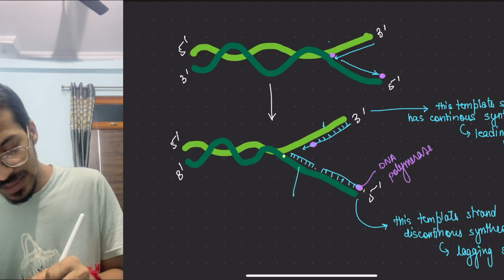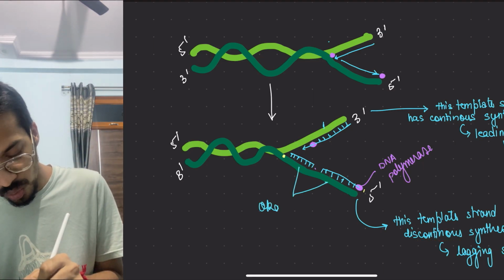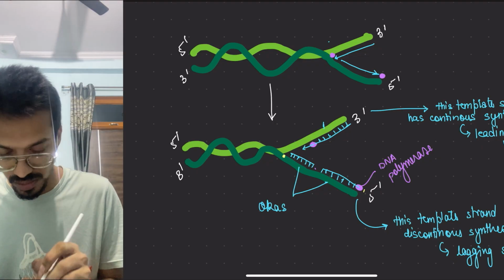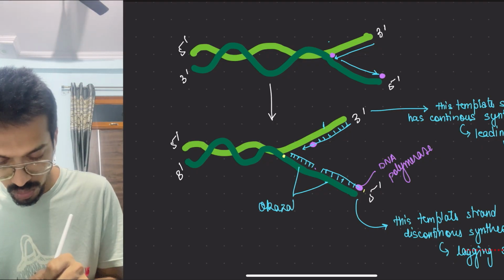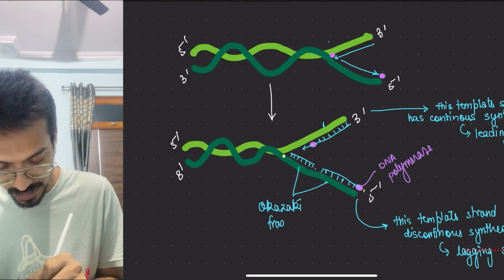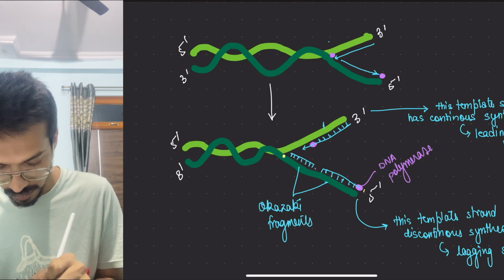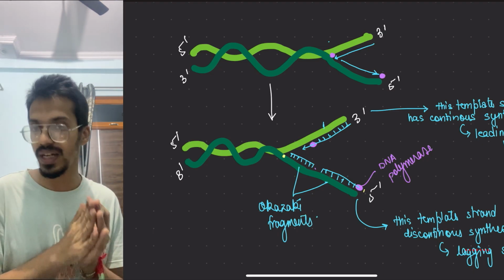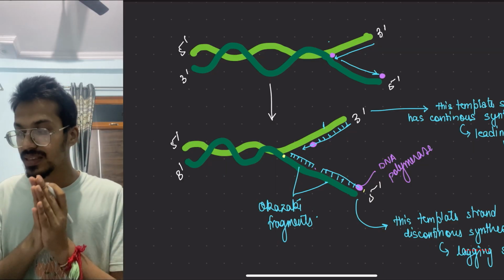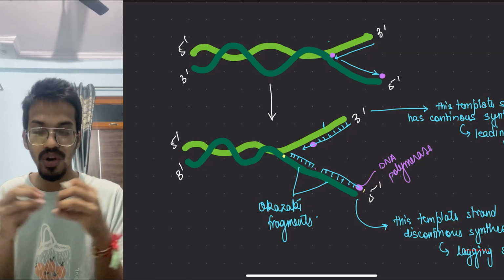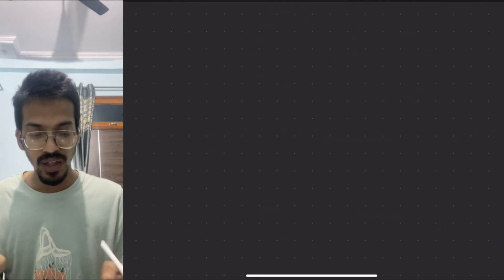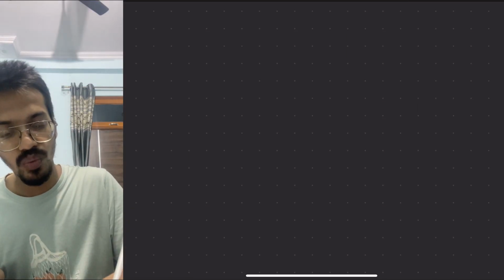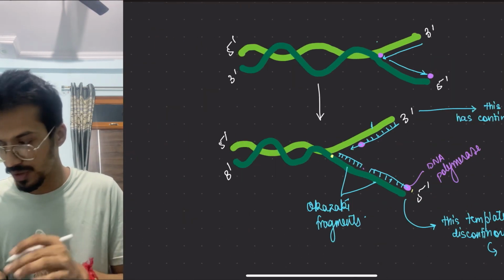These fragments are called Okazaki fragments. Okay, so this is what we have to understand. Now, since these fragments are not joined together, we have to join them. So the next step that will come is ligation, the fifth one.